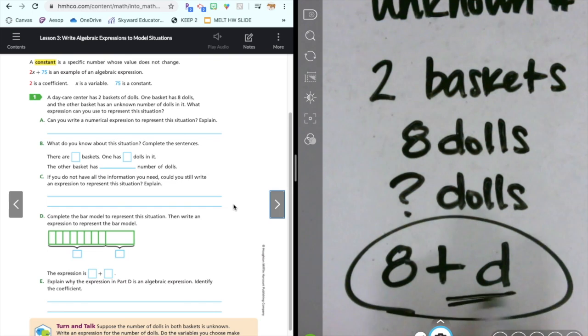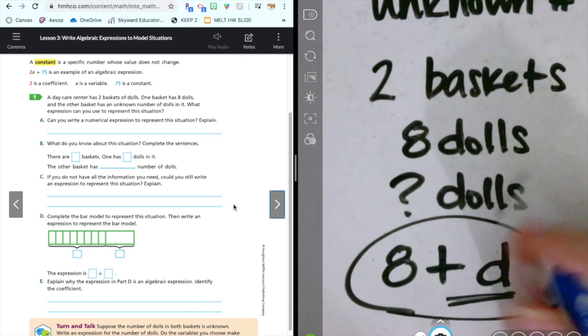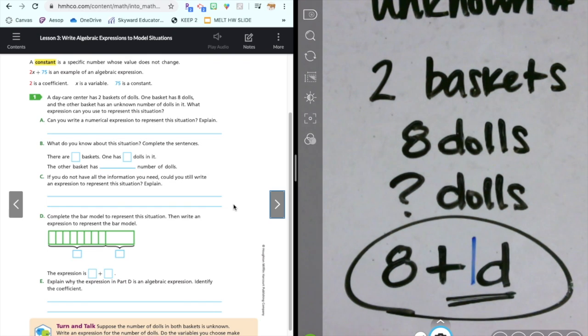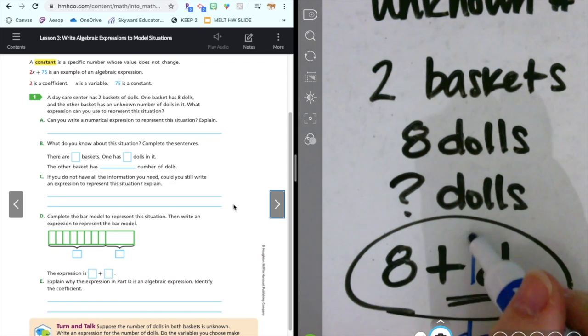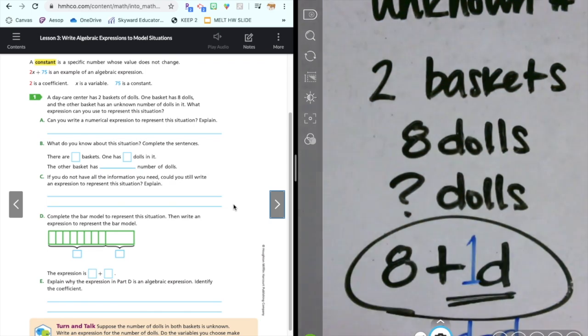What is the coefficient for this D? What number is in front of it? Not a trick question. The coefficient is simply a 1. There's only one D there. And we don't have to write the number 1, but we could, because 1 times D is still D, right? Because 1 times anything is itself. Okay, so anytime it might ask you what the coefficient is and there's nothing there, it's a little 1.